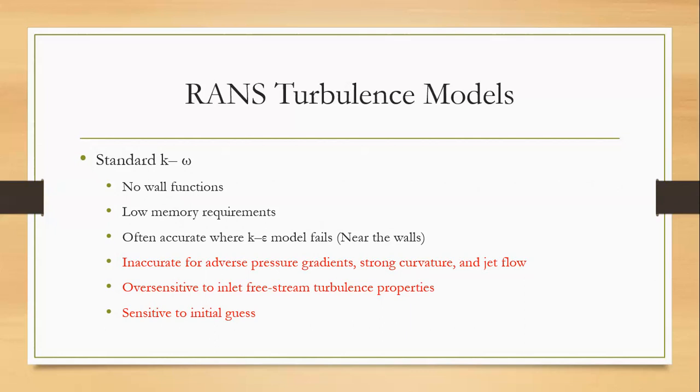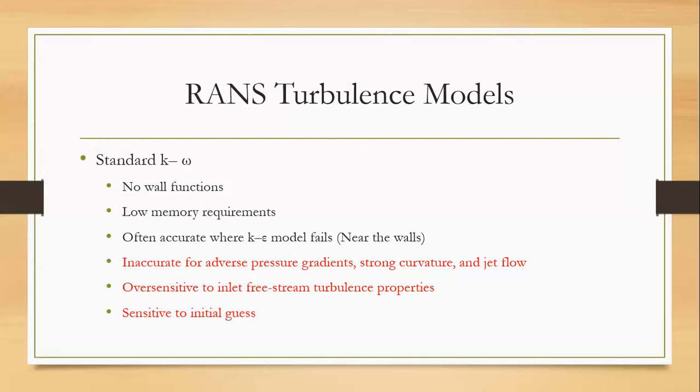Okay, so K-epsilon models, like we have seen, are very good for free shear flows, which means when the flow is somewhat away from the wall. For that region, the K-epsilon model is best. But for the near-wall region, you will find that the K-omega model produces much more accurate results near the wall. Again, it is very inaccurate for adverse pressure gradients, strong curvature and jet flow.